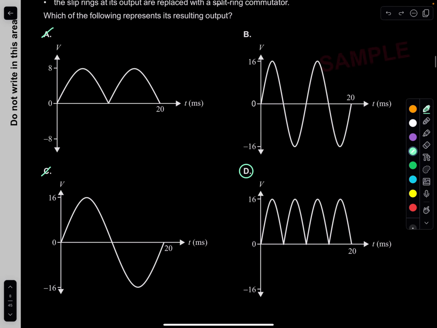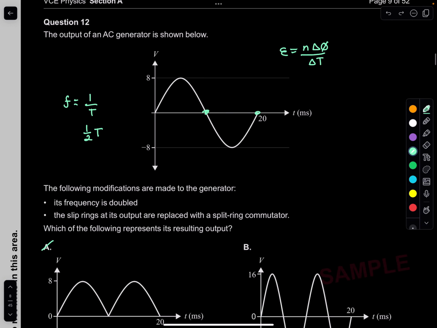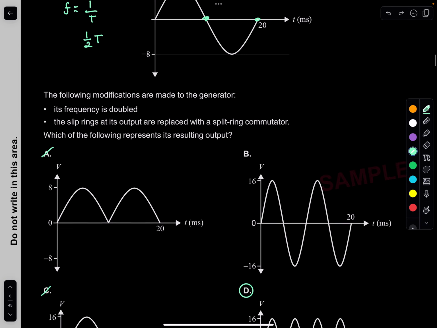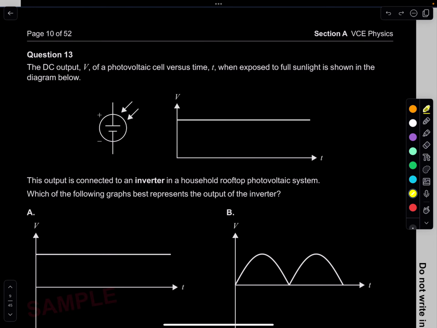Alright, does that look good? Everything looks good on this. Yep. Slip rings are replaced with split. Beautiful. Question 13, have a try. Let's have a try at this.